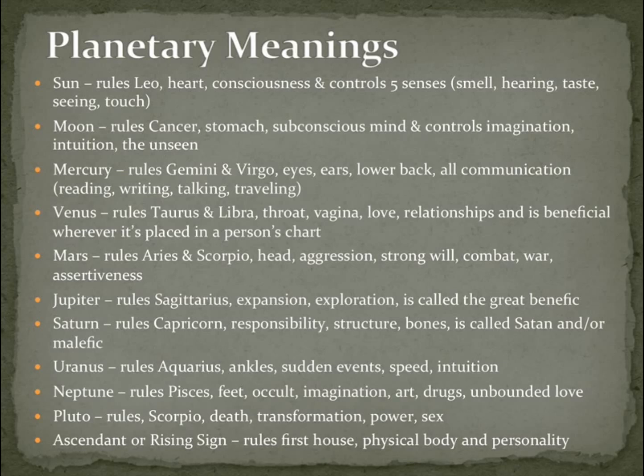The sun is the most powerful planet in our solar system. It controls our consciousness or 5 senses. It rules the sign Leo, and if it is in the sign Leo at the time of birth, it is in its most powerful position. It is also said to have dignity in that sign. The house that it occupies at birth is where you consciously are more aware.